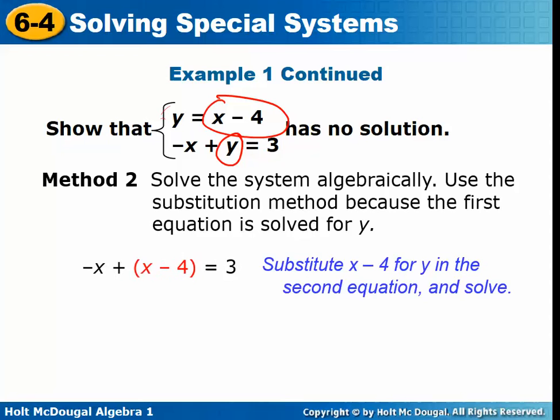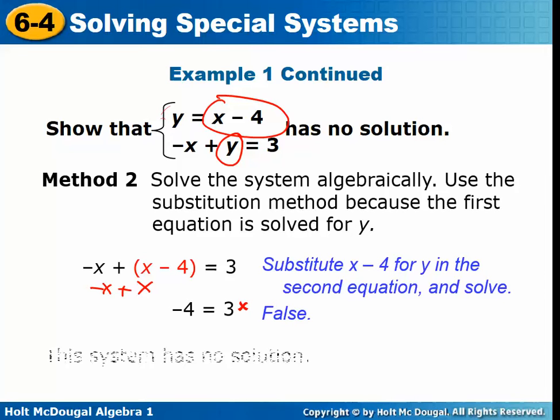I write negative x plus x minus 4 equals 3. And then I simplify, and negative x plus x is 0. Negative x plus x is not 1x. It's 0. They cancel, and I'm just left with negative 4. Negative 4 equals 3 is not true. That's a false statement. So if you get to a false statement when you're solving with substitution or elimination, you answer no solution. There is no solution.